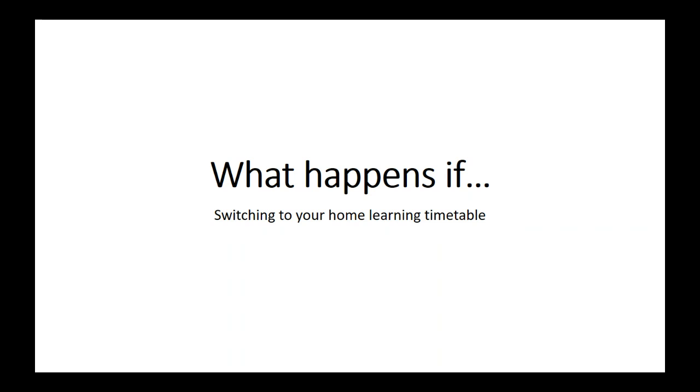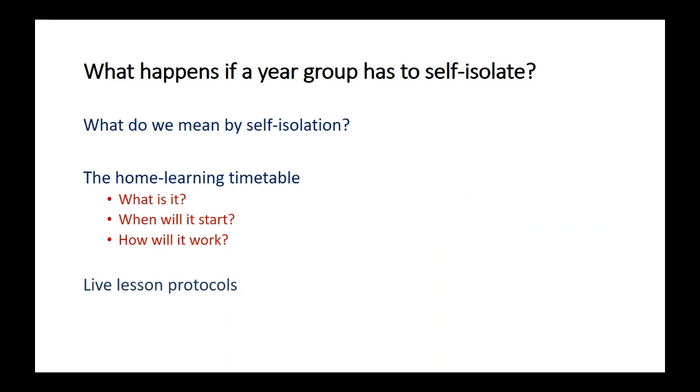The aim of this webinar is to explain what will happen if a student has to self-isolate at home for up to 14 days. What we're going to look at is what we mean by self-isolation and when it will occur for a pupil. We're going to look at what we are calling the pupil's home learning timetable, which they will switch to if they're self-isolating at home for 14 days. And we'll also look at live lesson protocols for those lessons which will take place over the internet when a pupil is self-isolating at home.